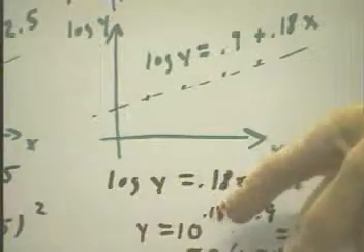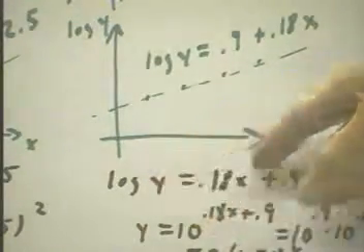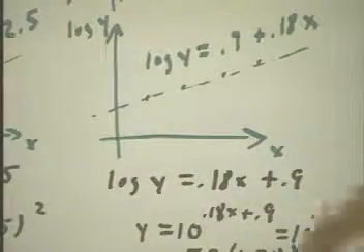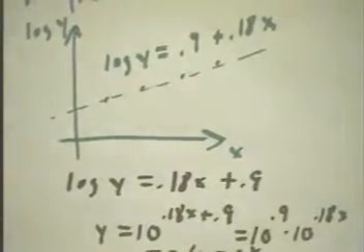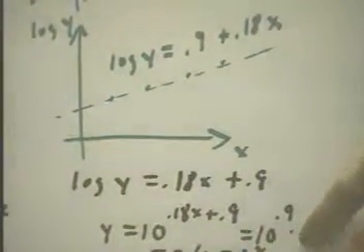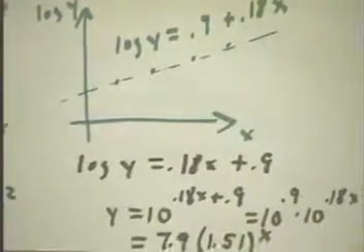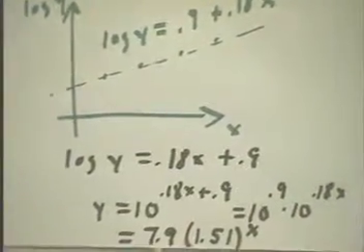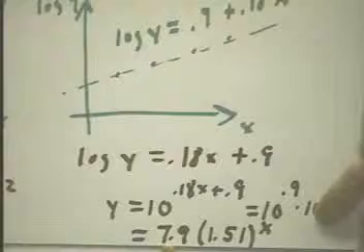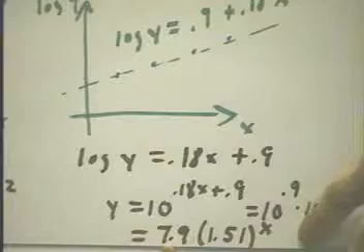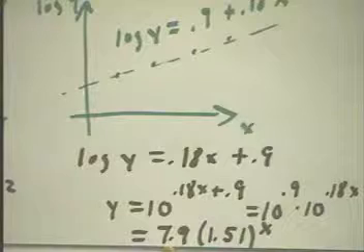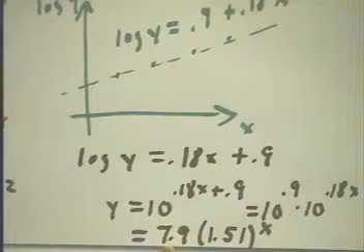Then we solve for y by raising 10 to the other side. That is, if log y equals something, then y equals 10 to that power. And y then will be 10 to the 0.18x plus 0.9. And then using the laws of logarithms, that's 10 to the 0.9 times 10 to the 0.18x. And 10 to the 0.9 is 7.9. 10 to the 0.18x is 10 to the 0.18, to the x. 10 to the 0.18 is 1.51, so we have 1.51 to the x. And here's the model corresponding to the logarithm attempt, the attempt to linearize by the logarithm function.